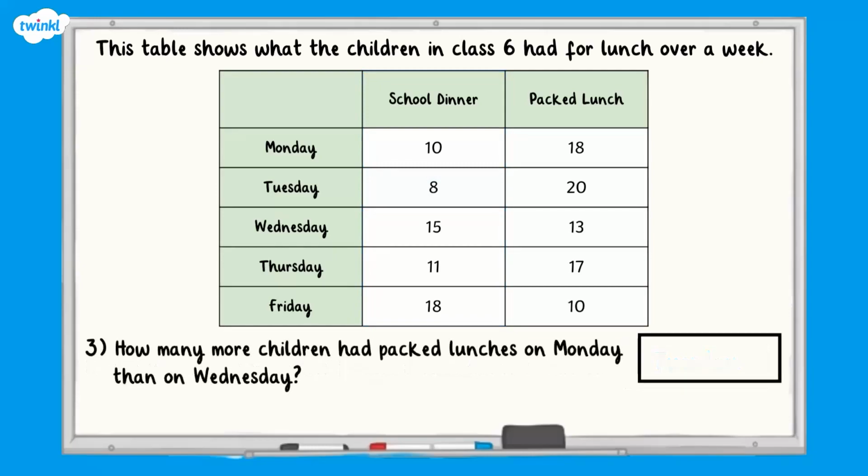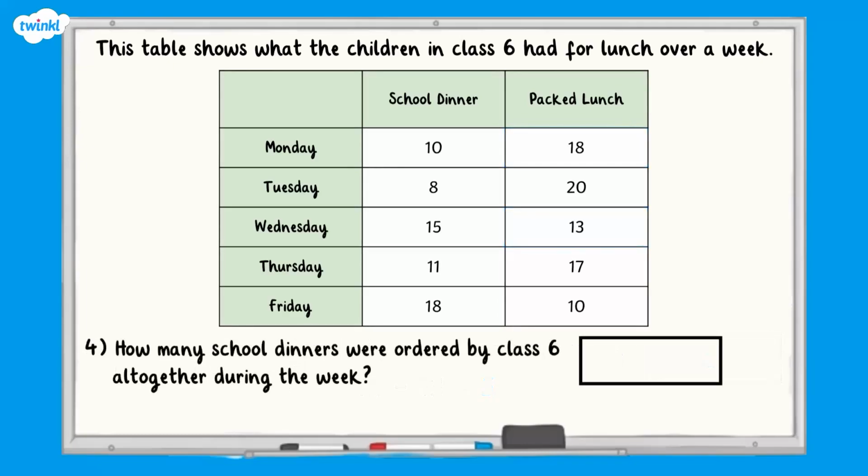Question 3. How many more children had packed lunches on Monday than on Wednesday? This question is asking us to compare two pieces of information. First, we need to identify how many children had a packed lunch on Monday and then Wednesday. 18 children had a packed lunch on Monday and 13 children had a packed lunch on Wednesday. The question asks us how many more, so we need to calculate the difference between 18 and 13. We can do this using subtraction. 18 subtract 13 equals 5. So 5 more children had packed lunches on Monday than on Wednesday.